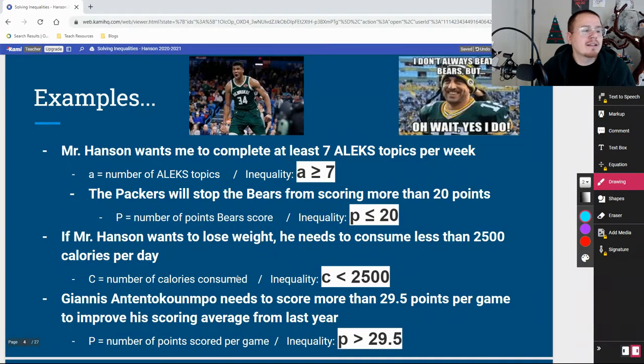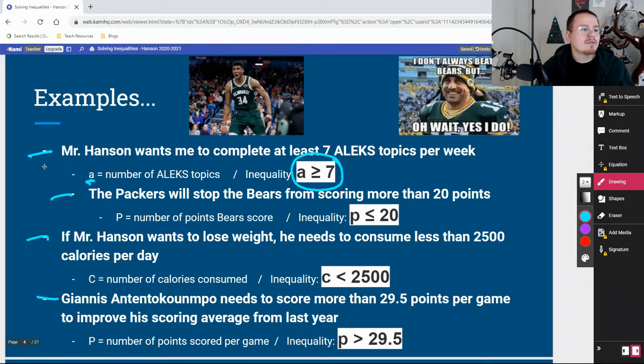All right, so we got some examples here. I wrote 4 different examples, 1 and 2 and 3 and 4, and we'll talk about each of them real quick. So you could use this situation: I want you to complete at least 7 ALEKS topics per week. You define your variable, and you say the inequality here. A is greater than or equal to 7. It's greater than or equal to 7.